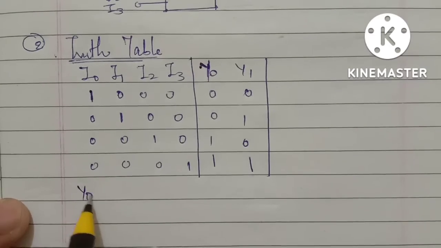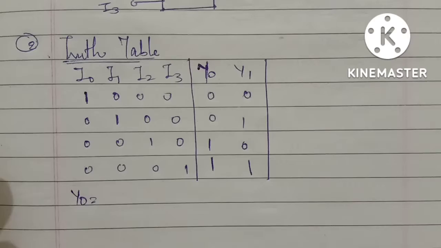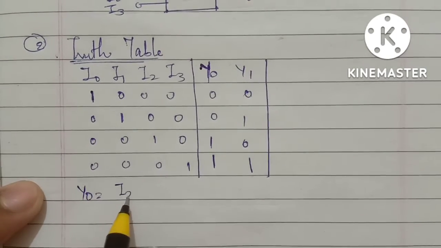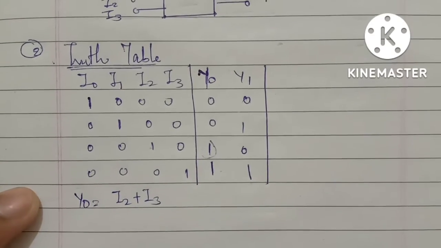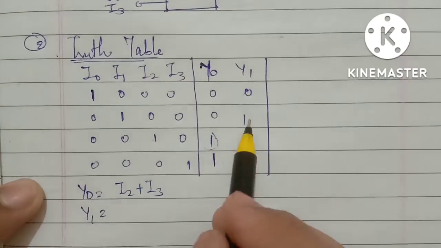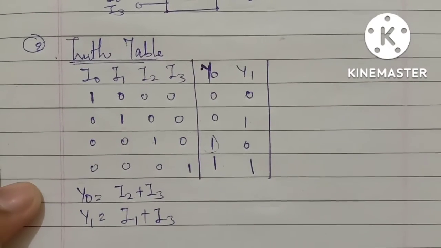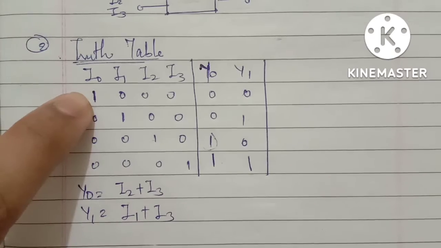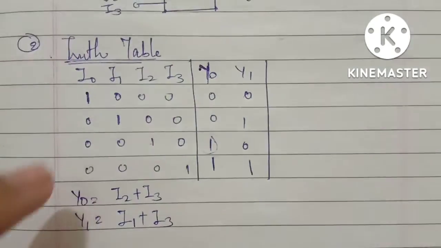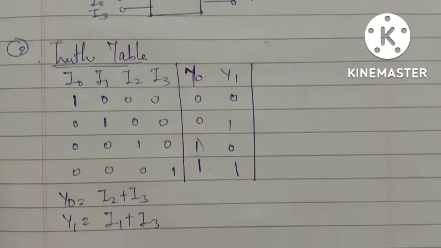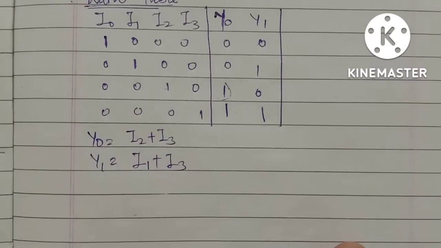So y0 will be what? Wherever you get the minterms, wherever the maximum value you get, that you have to write. Basically I2 plus I3. This is the column of I2 and this is of I3. And y1 is I1 plus I3. So this is your first case, second case, third case and fourth case. This is how the input is given to the encoder, and this will be the output. Understood? So we are done with the diagram, truth table and the equation also.